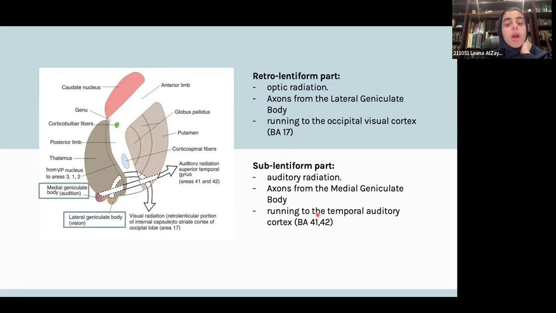Okay, but if you're confused why we call it retro and why we call it sub, it's just the location of the geniculate body. One is under the lentiform and the other is behind the lentiform. So the lateral geniculate body is behind the lentiform. The sublentiform is basically the medial geniculate body under the lentiform nucleus, which is part of the basal ganglia.